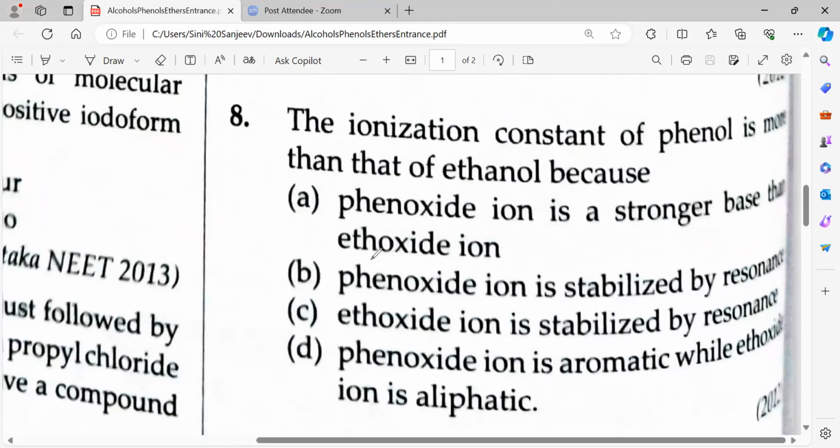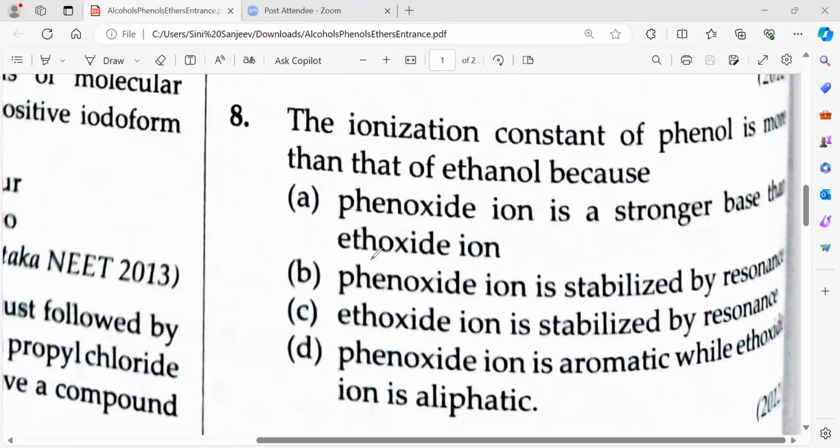Eighth question. The ionization constant of phenol is more than that of ethanol because: first one, phenoxide ion is stronger base than ethoxide ion. Second one, phenoxide ion is stabilized by resonance. C, ethoxide ion is stabilized by resonance. D, phenoxide ion is aromatic while ethoxide is aliphatic.